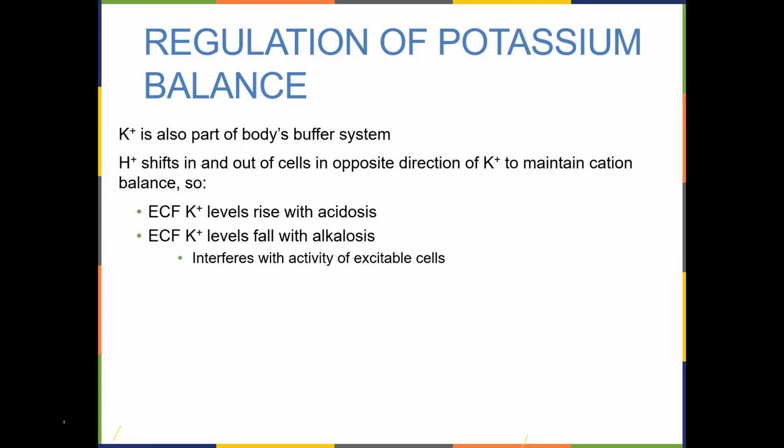If we become alkaline, then the potassium levels in the fluid outside the cells drop. And again, we interfere with the ability to depolarize and repolarize. So we can't get our neurons to do what we want them to do. We can't get our muscle cells. So it isn't just about ions. Now it's about dealing with pH. I guess it's still about ions too.